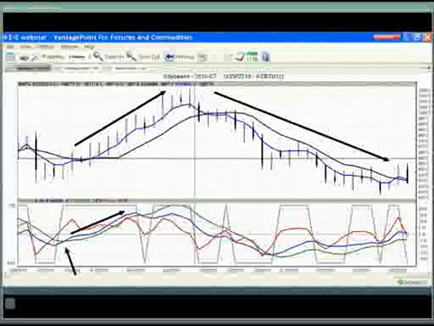Also, it's important to note this line right here is the zero line. If the predicted differences are above the zero line, you're talking about a strengthening situation or a market that is working its way up. It may not be as strong as it once was, but at least it's working its way up. If it's below, it is weaker.